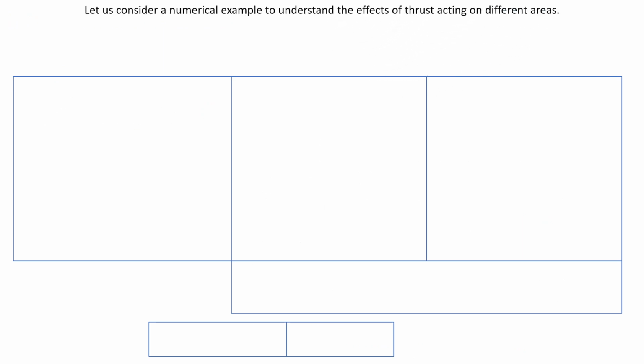Now, let's consider some numerical examples to understand the effects of thrust acting on different areas. Better always to look into numerical examples or solve some numerical problems to understand the physical terminologies and their effects, how they work, how they behave, right? So now let's consider one such. Example 9.6, of course, it's taken from the book. Let's solve it in our own way, right?